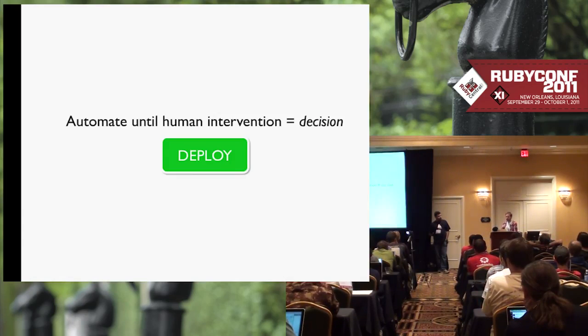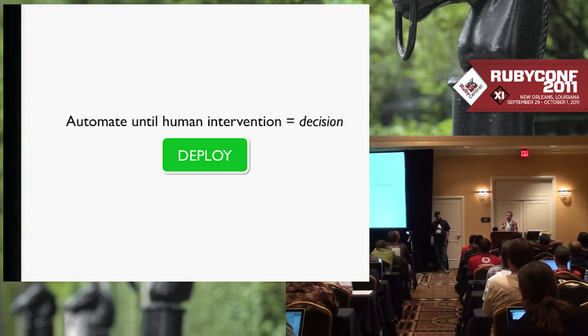And how much do you automate? You automate until you require human intervention, until a decision is required. So at some point, someone should have to physically click the button to go out to production. But up until that point, all the rest of that stuff can and should be automated.